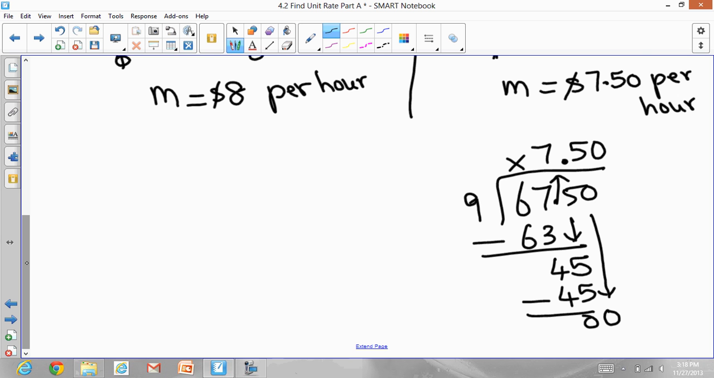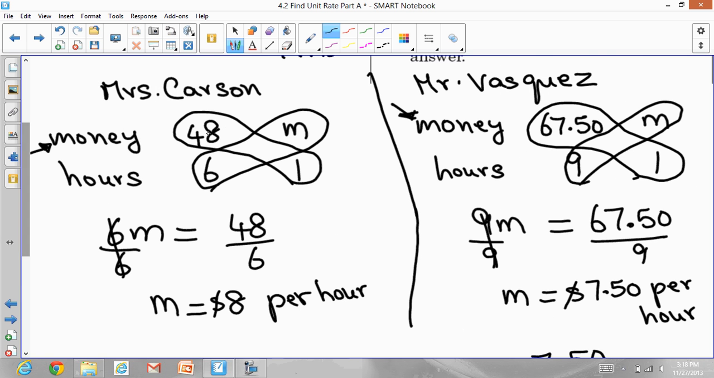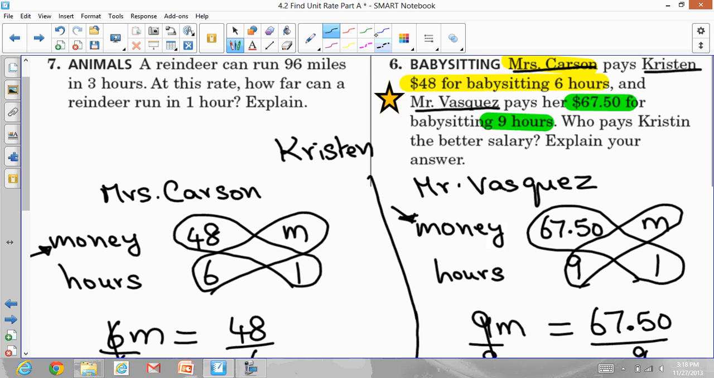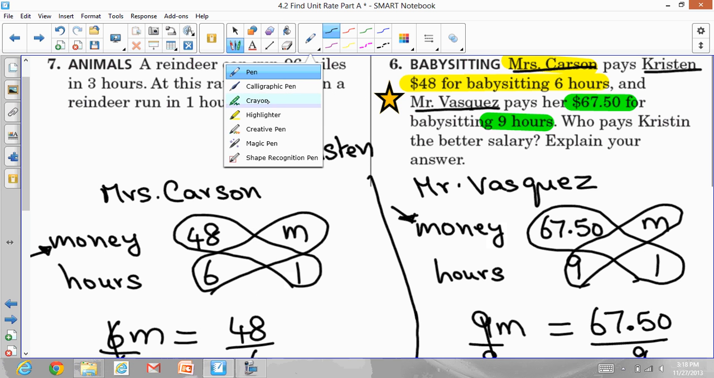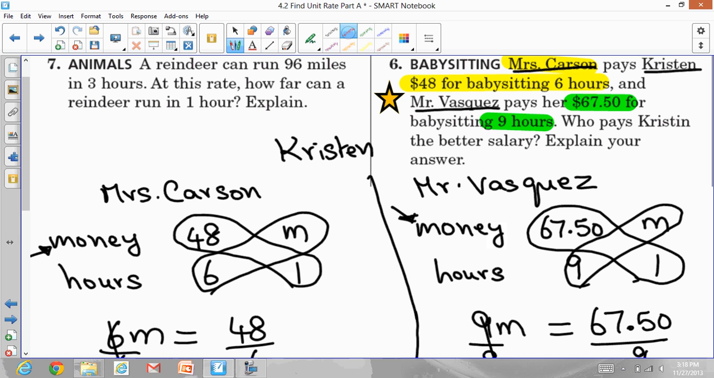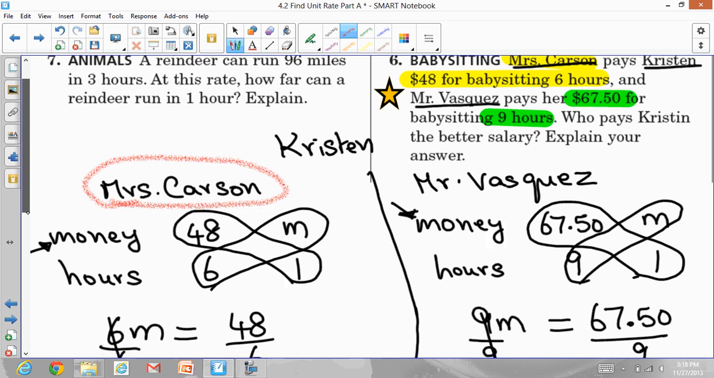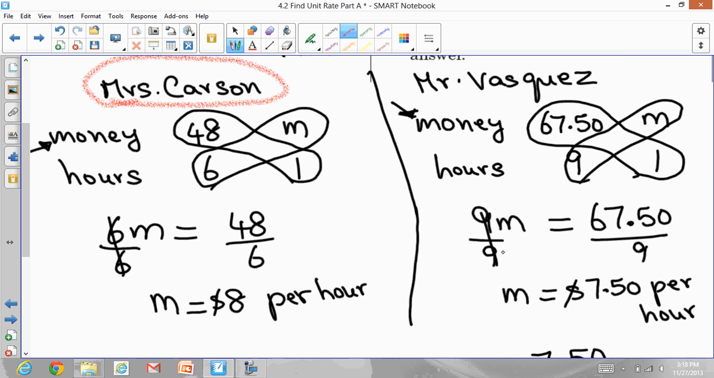So look at the price that they are willing to pay. Mrs. Carson is willing to pay her $8 per hour, and Mr. Vasquez is willing to pay $7.50 per hour. So who pays the better salary? In this case, the answer will be Mrs. Carson, because she is paying more than Mr. Vasquez.